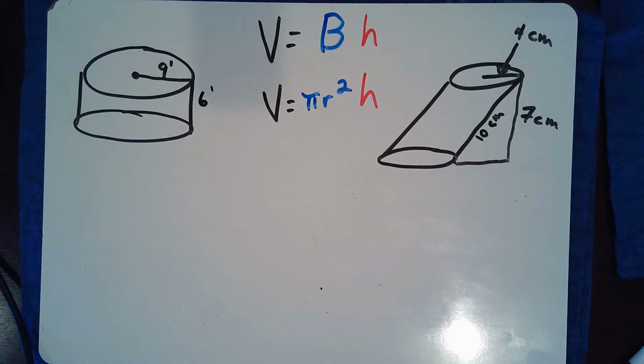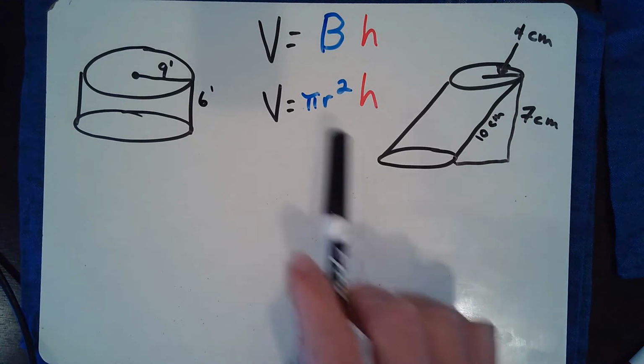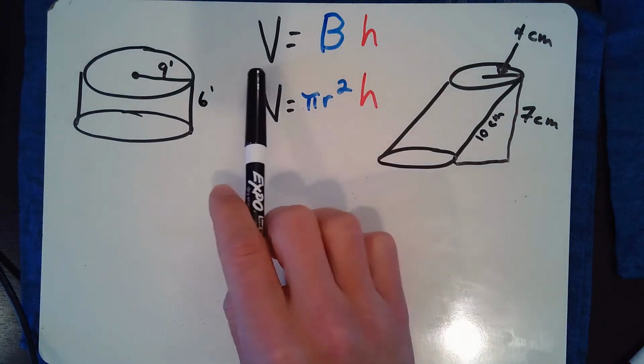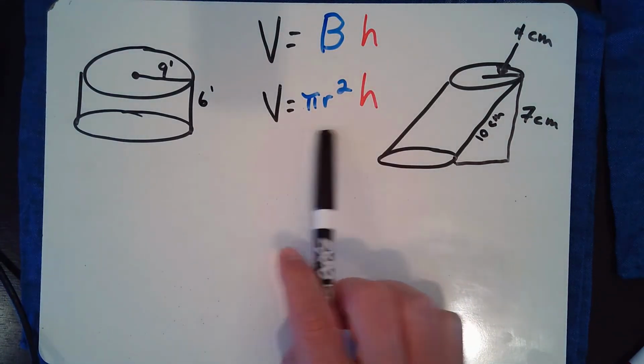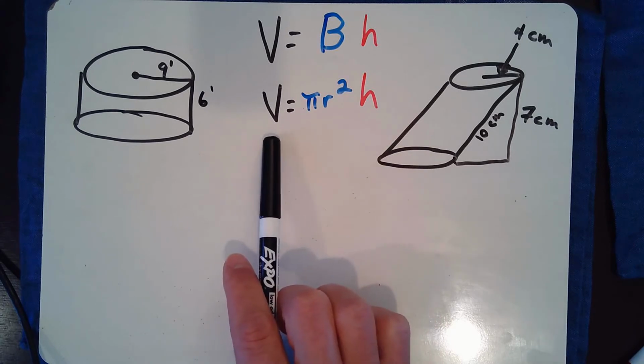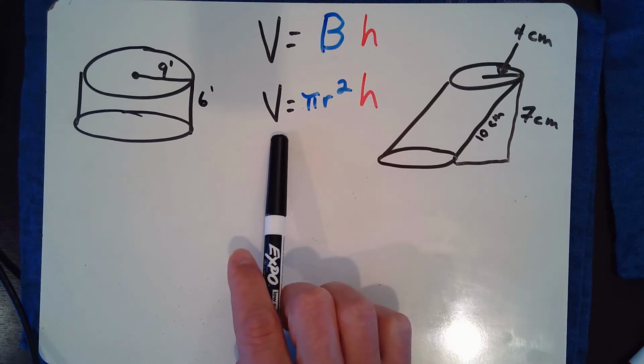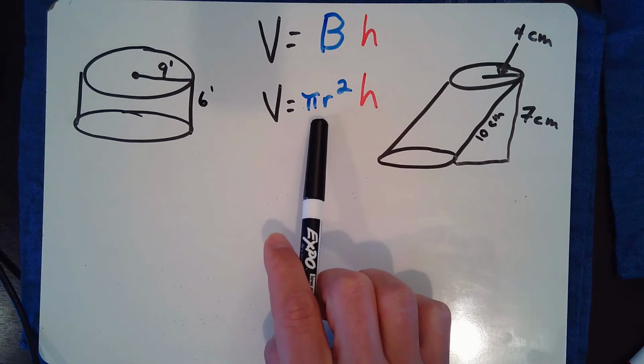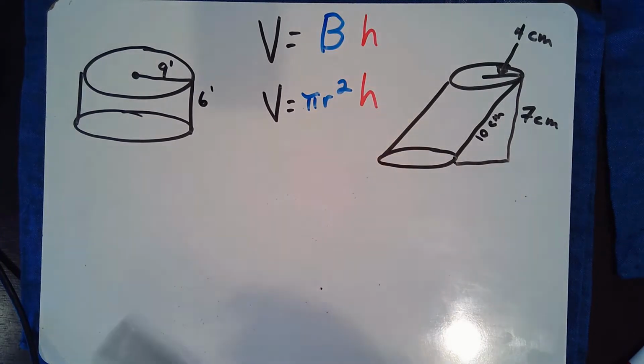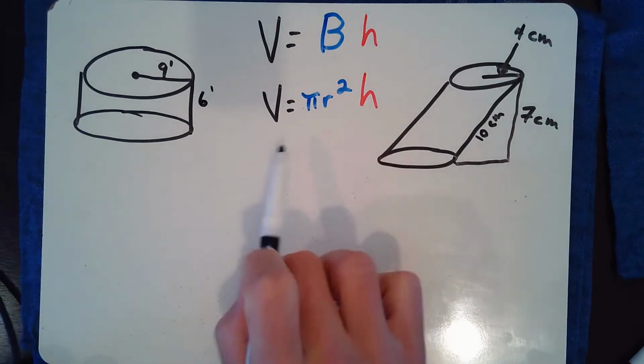The method for finding the volume of cylinders is very similar to the method for finding the volume of prisms. Notice this is the volume formula for prisms, and this is the volume formula for cylinders. Cylinders are really just prisms with circular bases. So instead of base area, it's pi r squared, which is the area of a circle. So we can go ahead and do it all at once in this case.